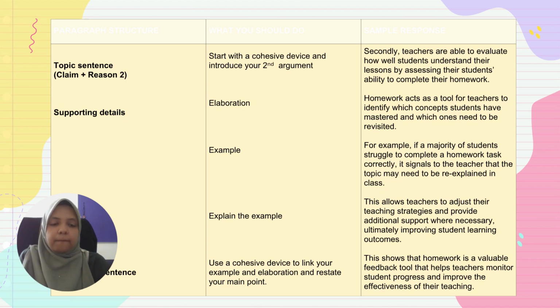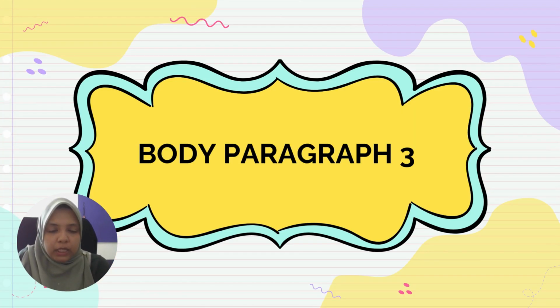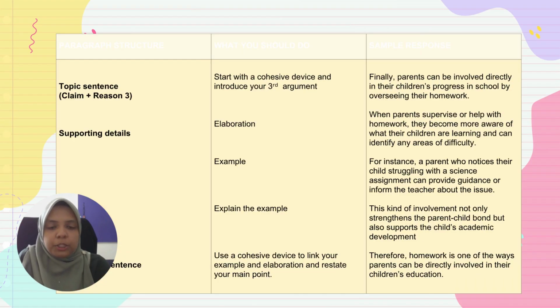Now, body paragraph number 3, our third main point just now was about parents. Parents can be involved directly in their children's progress in school by overseeing their homework. Since this is the last main point, we are using finally as our suitable linker. Alright, once you are done introducing your main point known as the topic sentence, you need to explain the topic sentence. So when parents supervise or help with homework, they become more aware of what their children are learning and can identify any areas of difficulty.